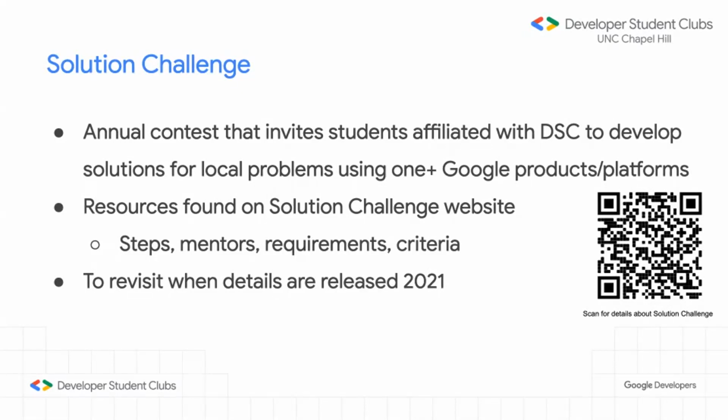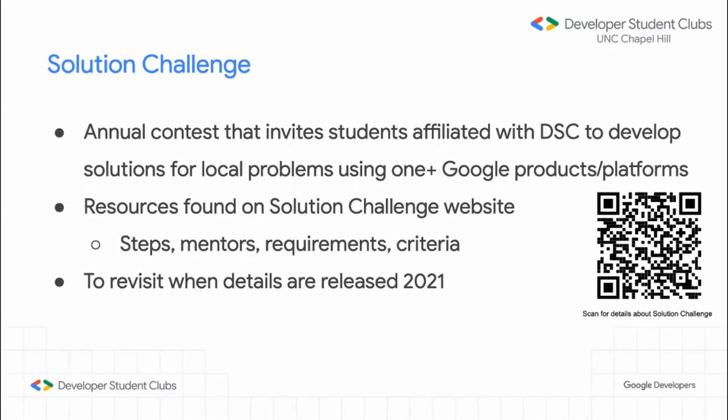So it could be a GCP product. It could be Flutter. It could be Firebase. It could be some type of Android platform if you want to have hardware and software. The possibilities are endless. And then, like I said, you're going to create a team of up to 4 people. And then when the deadline comes, you'll submit that project. And all the details will be there on how the submission works.